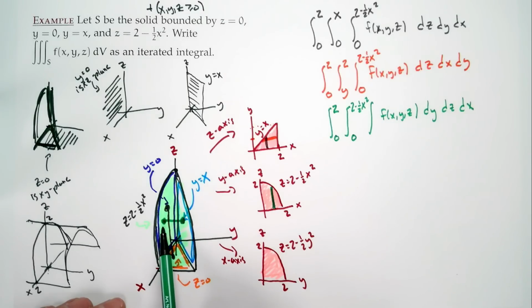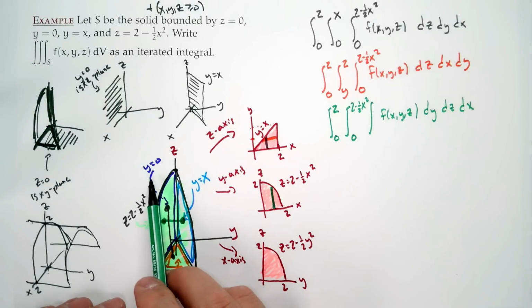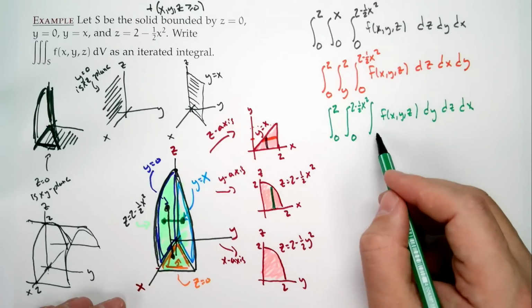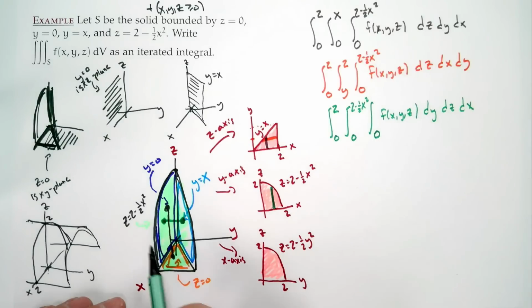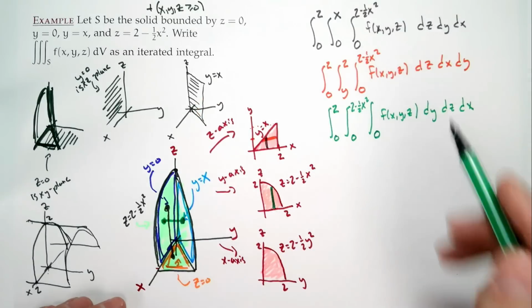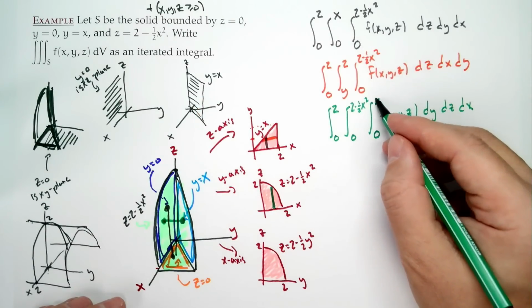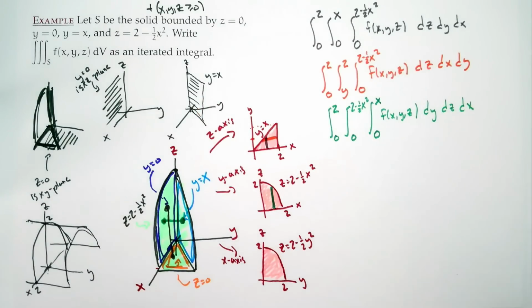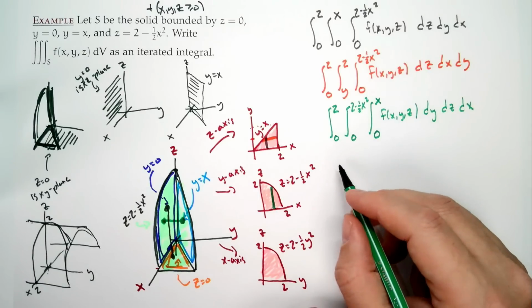So, where do we start? Well, we start on this face, which is the y equals 0 plane. So we want to write that in terms of y. Well, that's y equals 0. And we move until we hit this slanted face, which is y equals x. So y equals x. And now we're done. Cool. All right. Well, let's try another one.